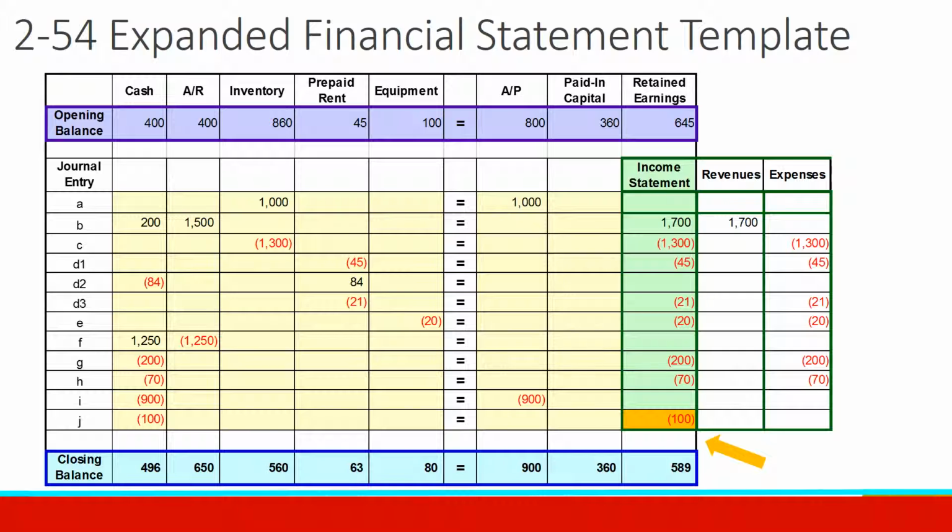And finally, this particular video is also going to include what happens when we pay a dividend, and that dividend you can see in orange. The dividend does not appear as a revenue or an expense in those columns, but gets posted directly to retained earnings.